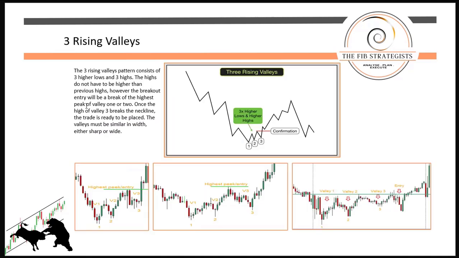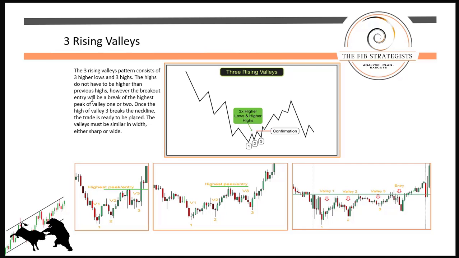And finally, we have the 3 rising valleys. I personally love the 3 rising valleys as they can really show potential to the upside. The 3 rising valleys pattern consists of 3 higher lows and 3 highs. Nice thing to know is that the highs do not have to be higher than the previous highs. However, the breakout entry will be a break of the highest peak or valley, 1 or 2.